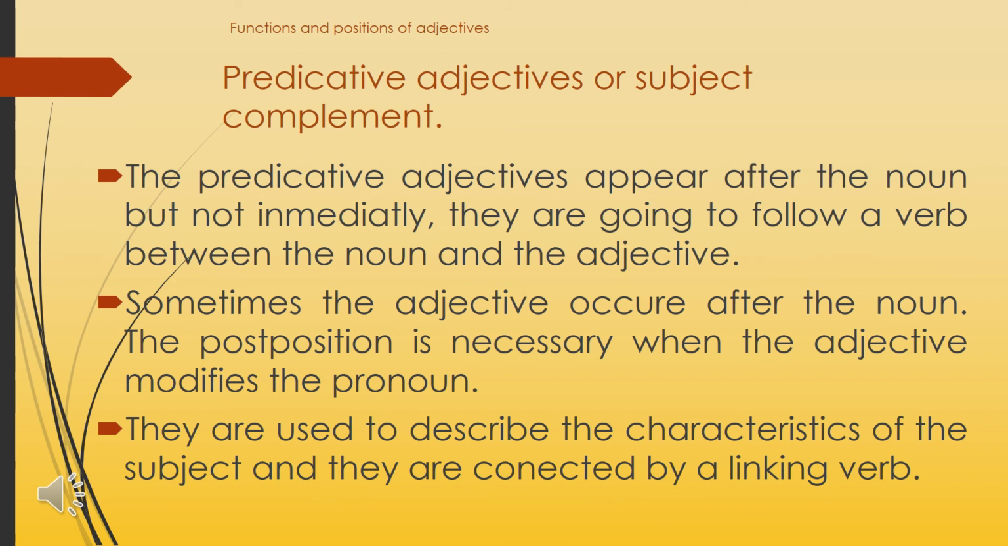According to the functions and positions, predicative adjectives or subject complements appear after the noun but not immediately. They are going to follow a verb between the noun and the adjective. Sometimes the adjective occurs after the noun. The postposition is necessary when the adjective modifies the pronoun. They are used to describe the characteristics of the subject, and they are connected by a linking verb.